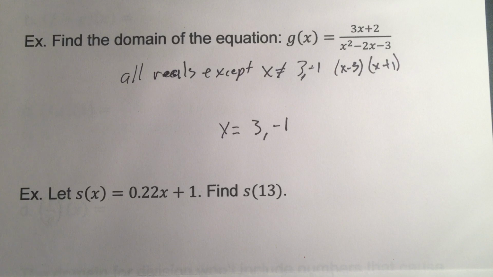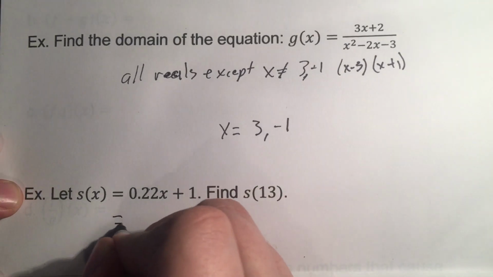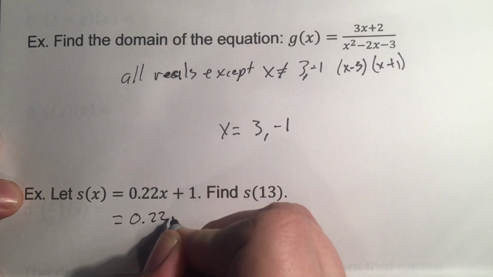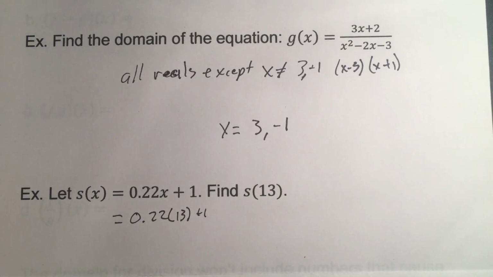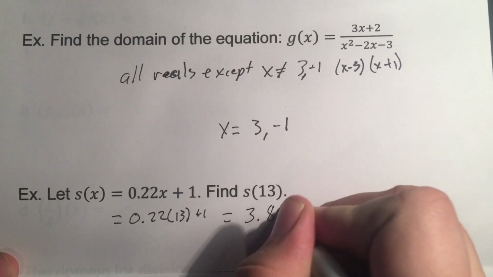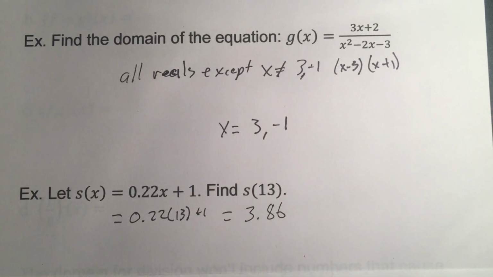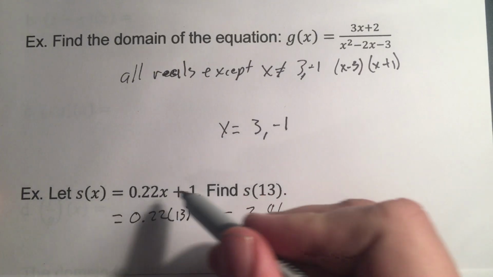Now, if we have just s of x equals 0.22x plus 1, and we put 13, we're finding s of 13. We're putting that in here for x. So what we're really doing is 0.22 times 13 plus 1. And I don't know that off the top of my head. It's 3.86. Okay. So whatever's inside the parentheses, remember that's what you're going to put in for x, and then you solve it out.